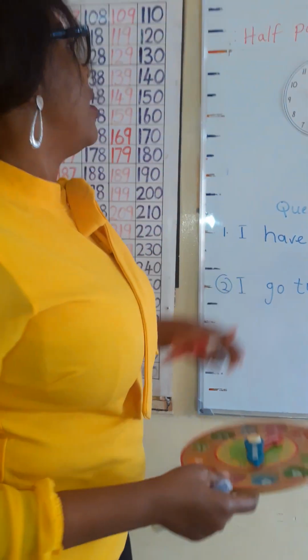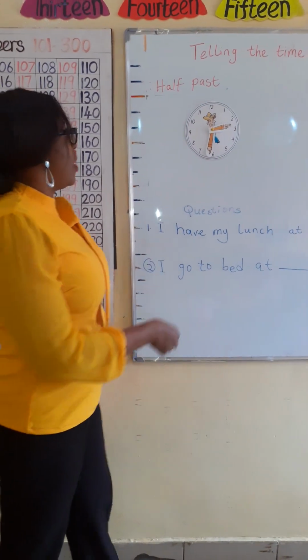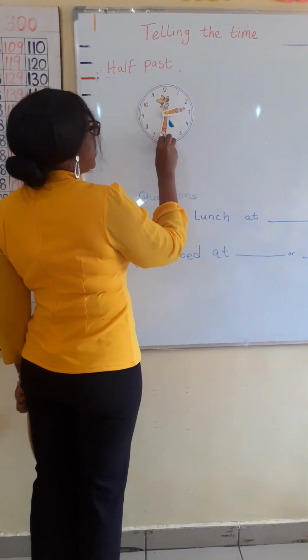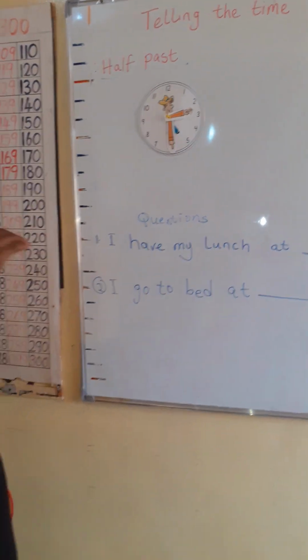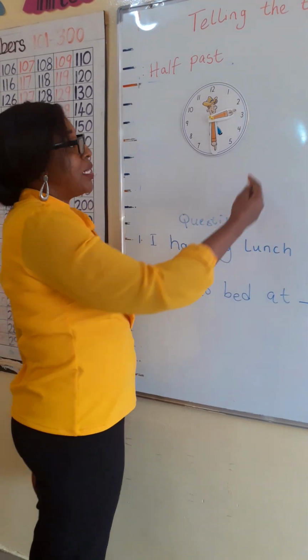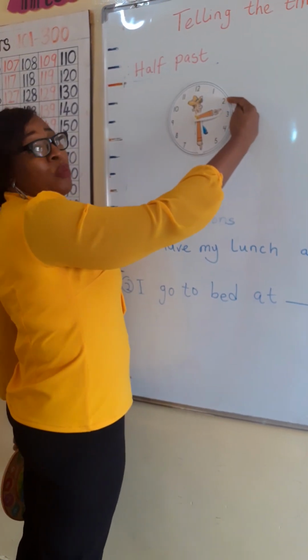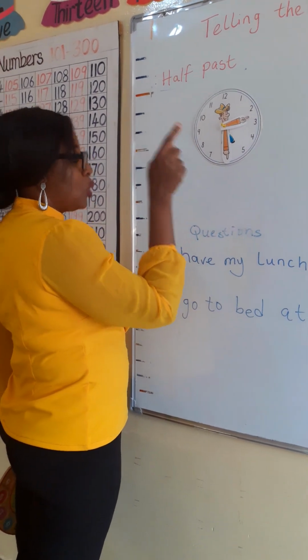Now look at our dummy clock. Today we're going to be looking at half past. When the long hand is in 6, we tell the time by half past. Now look at the time. Who can tell me what the time is? You can see that the short hand is halfway between 2 and 3. So it is half past 2.